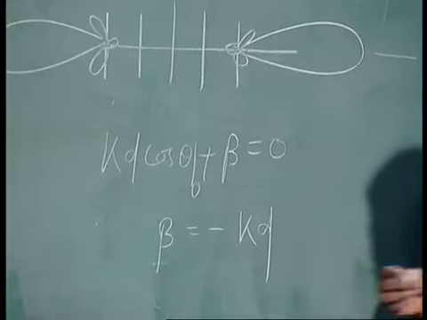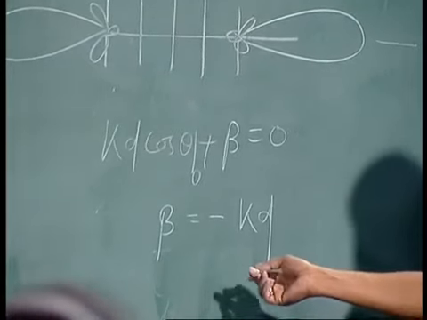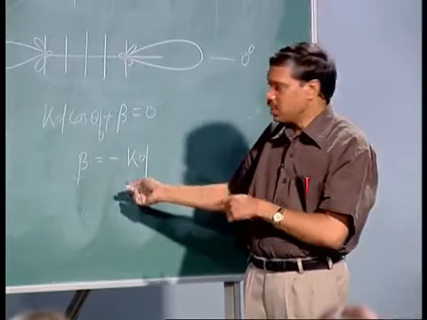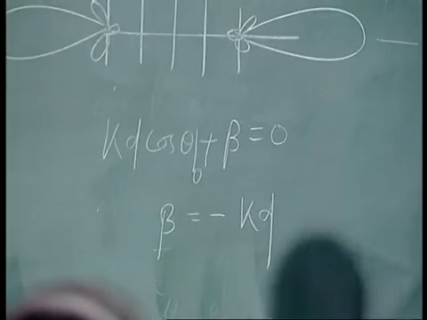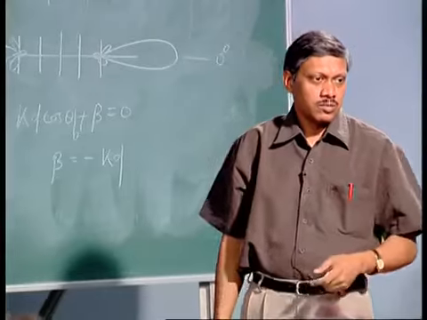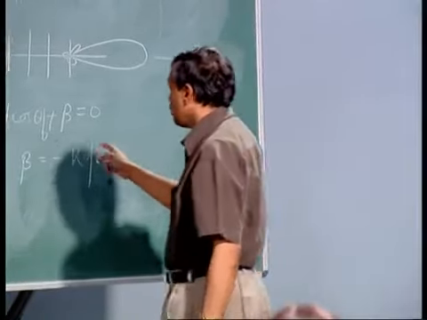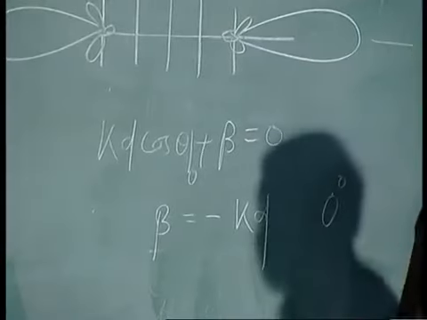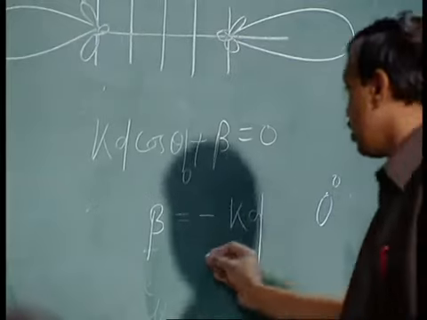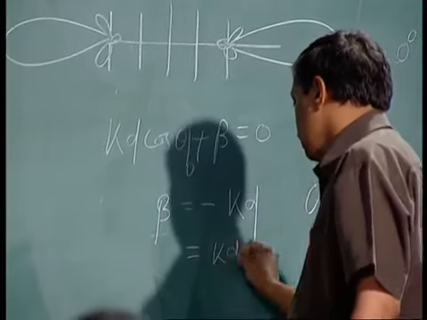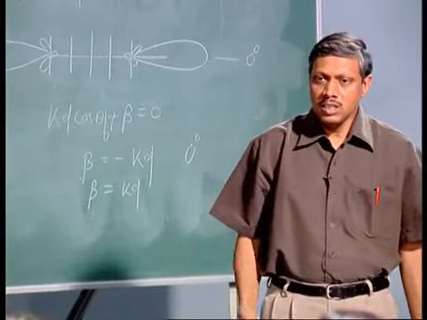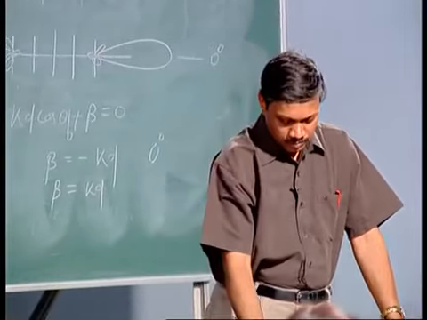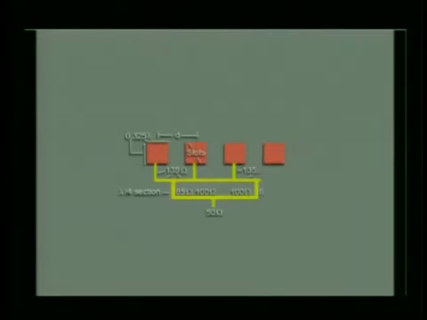Once your array is fabricated, d is fixed. So, looking into that d, you must pick your beta in such a way that it should be minus kd, so that you will get an endfire radiation in the 0 degree direction. This is for 0 degree. If you are looking for 180, it will be plus kd. So, this is the interlink between the spacing and the phase of excitation. And this is to show you how the endfire will radiate.